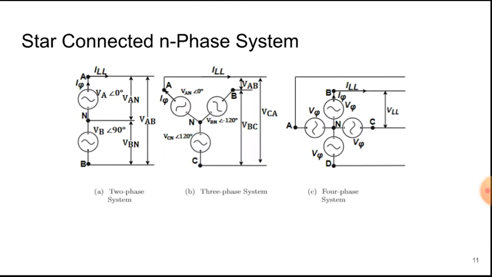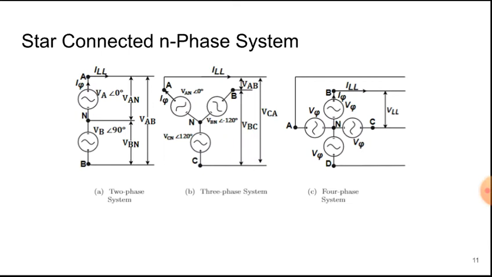Why? Because VAB, we know, is equal to VA minus VB. VBC is equal to VB minus VC. VCA is equal to VC minus VA. That's simple. And it's not the same for a star connected system. The only ones that are the same are the phase currents and the line currents, but the phase voltage and the line voltage are not equal.